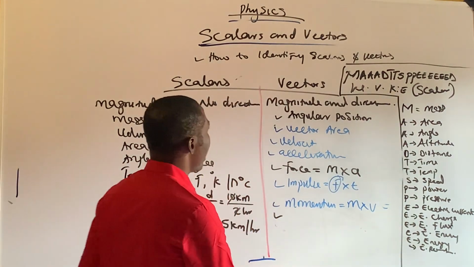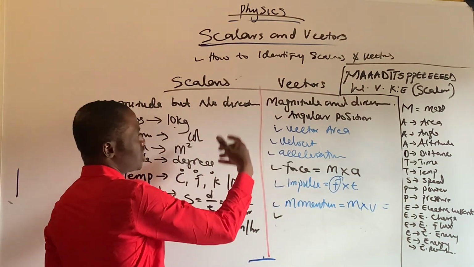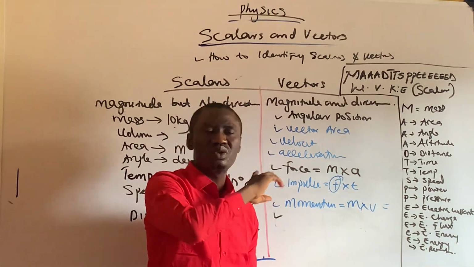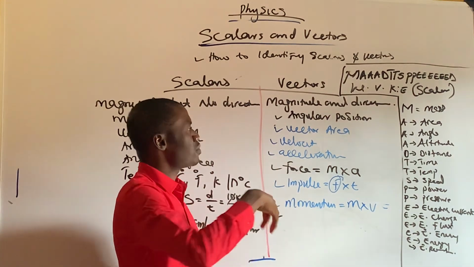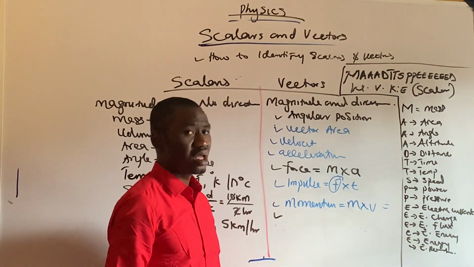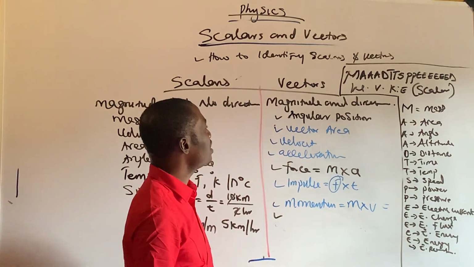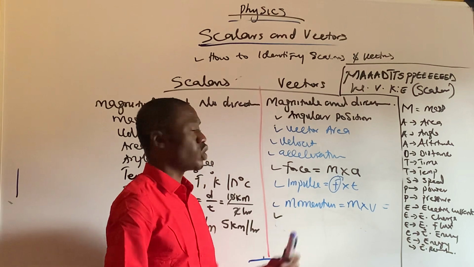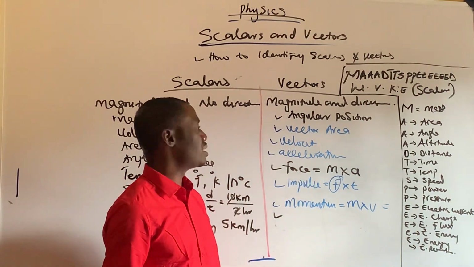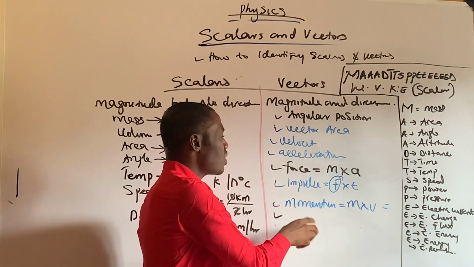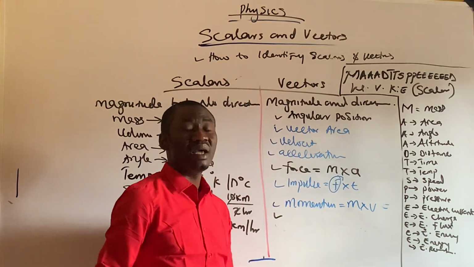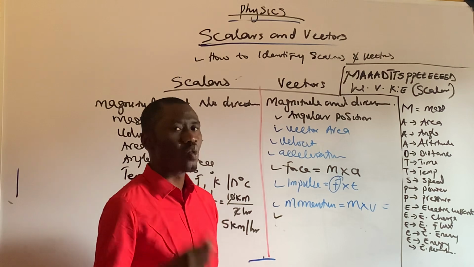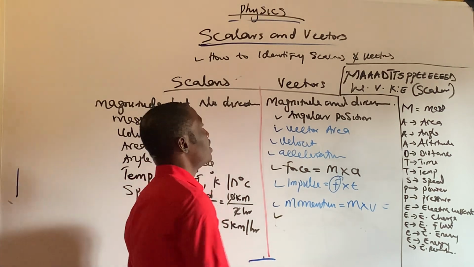Now, we also began to differentiate between vectors and scalars. We told you that scalars have magnitude, no direction. Vectors have magnitude and direction. And in our previous class, we told you the reason why vector area is a vector and angular position is a vector. We illustrated the reason why all these quantities here are vectors. You can check out that class, Vectors and Scalars 001. This is Vectors and Scalars 002.